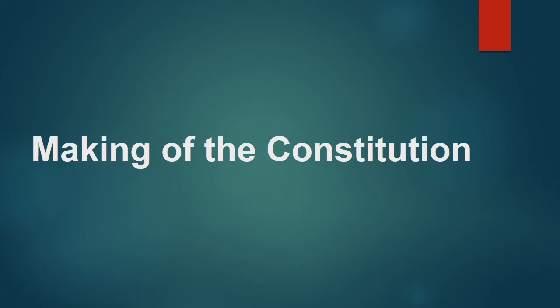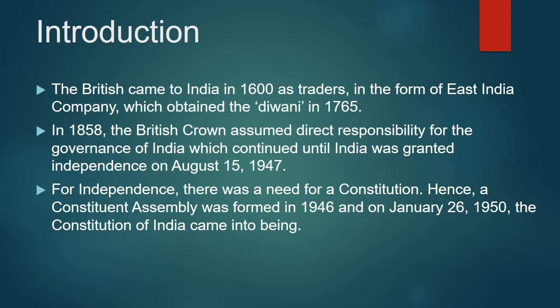Today's topic is the making of the Constitution. We all know that we were under British rule. The British came to India in 1600 as traders in the form of the East India Company. In 1765, the company, which was purely working as traders, got the Diwani for Bengal, Bihar and Odisha. Then they started ruling India.